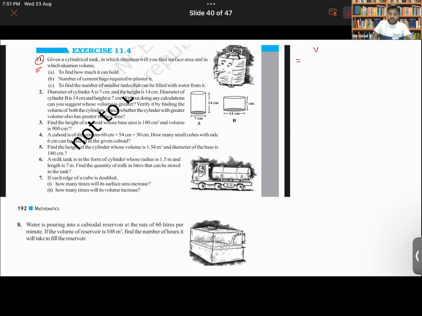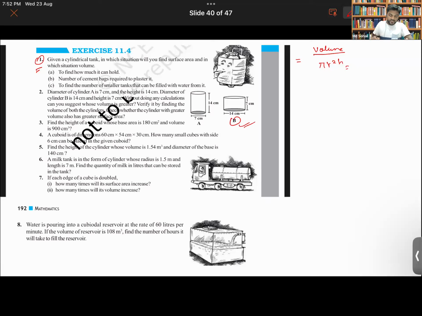Look at the formula, guys. Volume is pi r square h, no? So B, obviously, because you are squaring the radius, so that will give you a bigger value. Obviously, option number B has more volume.